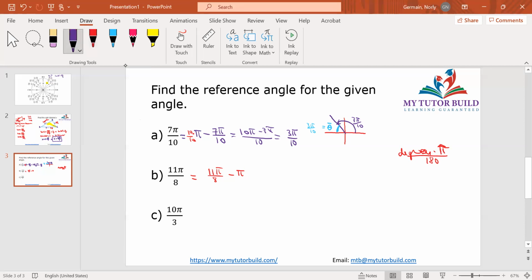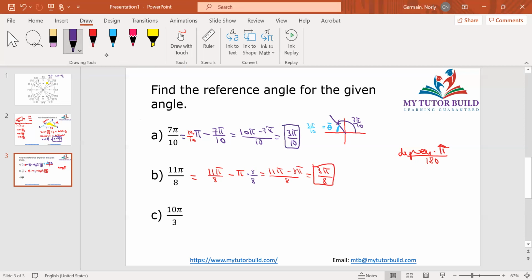So let's say for this one, same denominator, we're going to multiply and divide by 8. So we end up having 11 pi minus 8 pi over 8, and the answer would be 3 pi over 8. So the answer is not that far also, and the first one was this one.